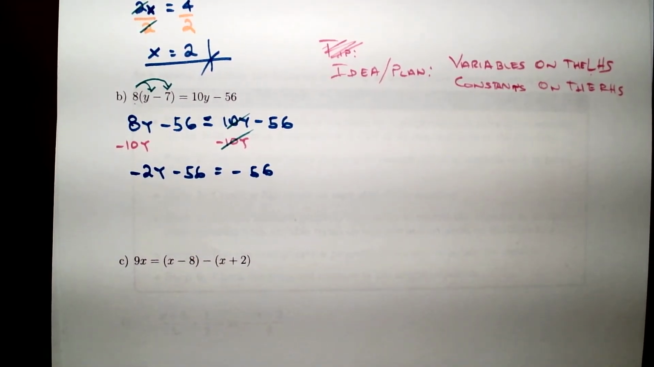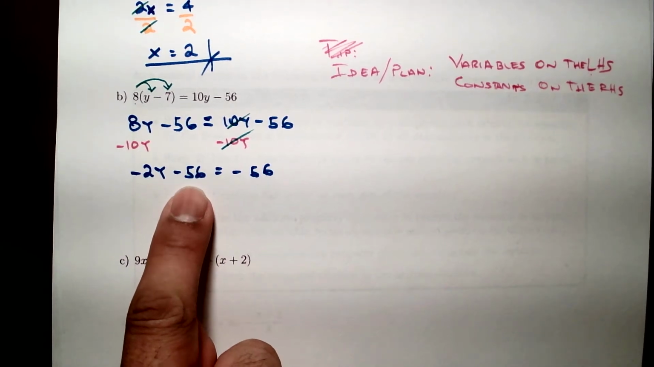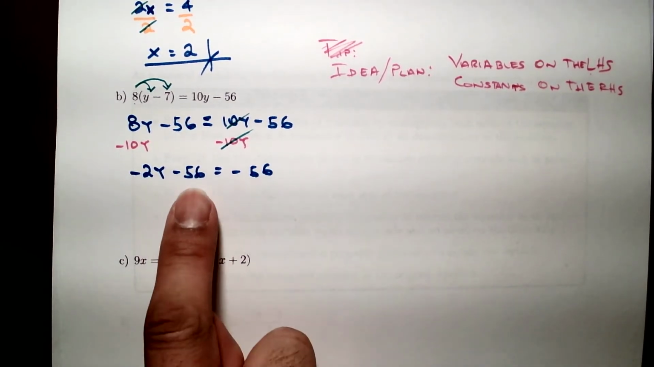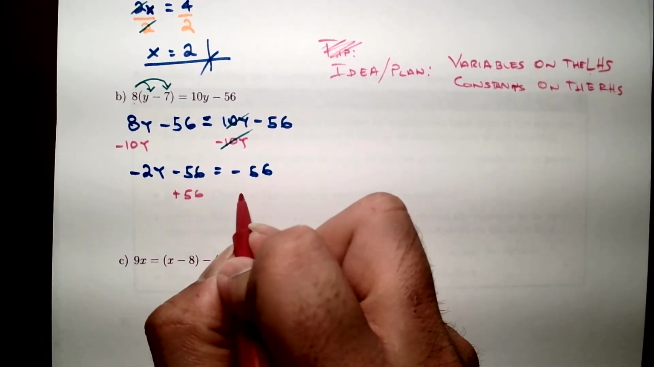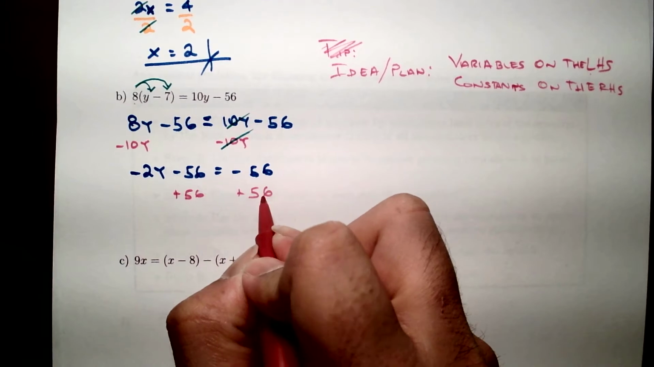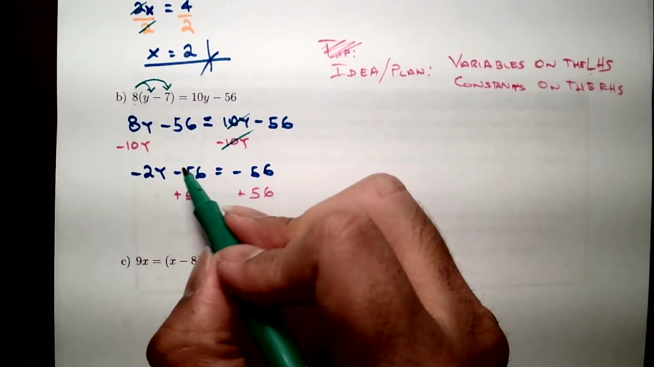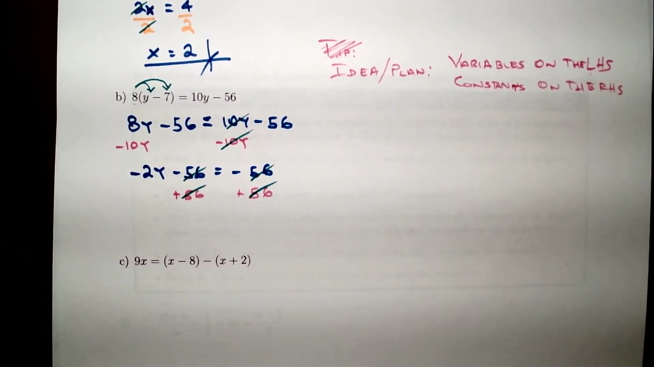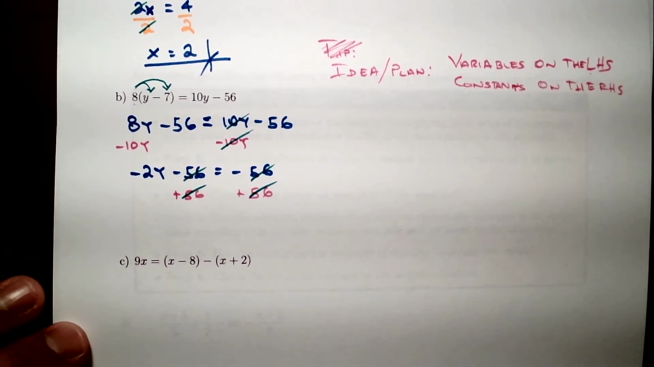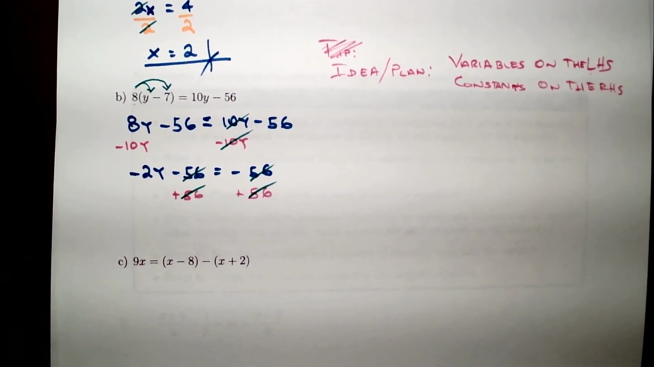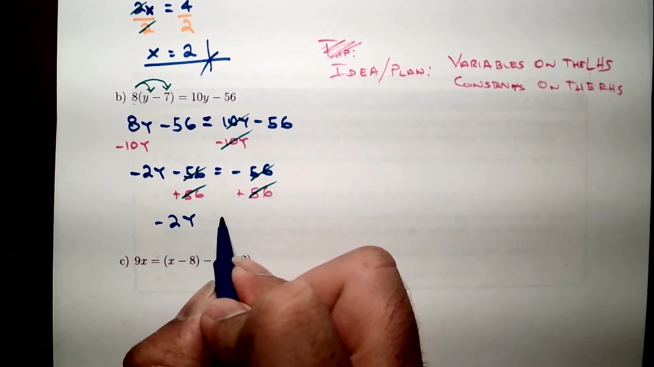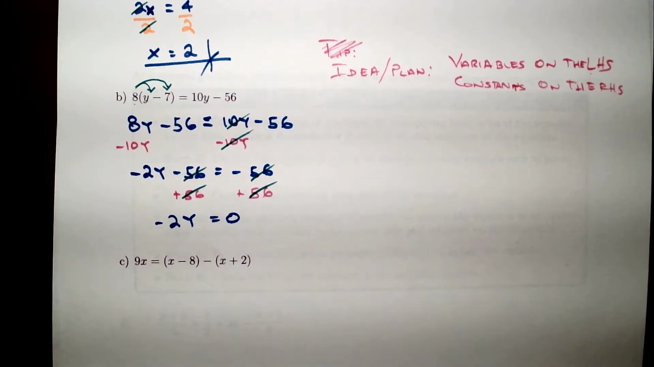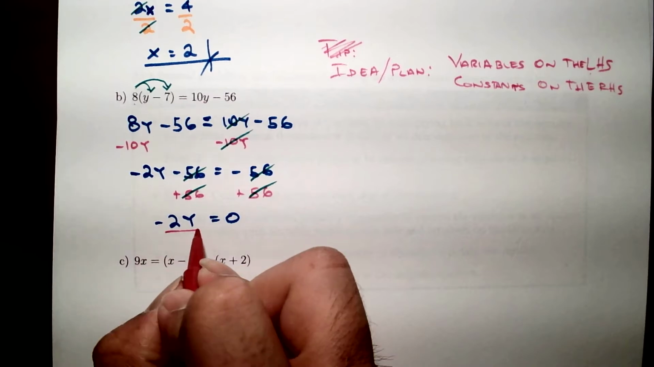Well, in this case, let's take care of the 56 and then take care of the negative 2. Let's do one at a time. So I'm going to add 56 to both sides. And look what's going to happen. In this case, these are going to get canceled on both sides. So we're going to be left with negative 2y equals 0. And we are only one short step away to get y by itself.